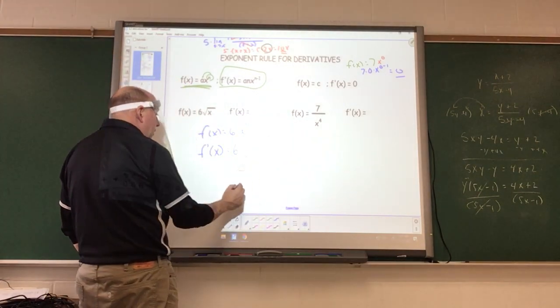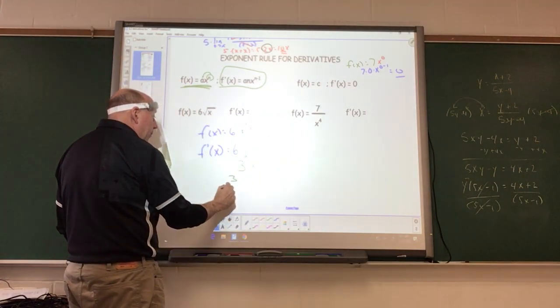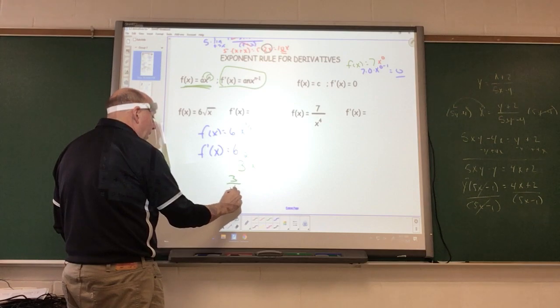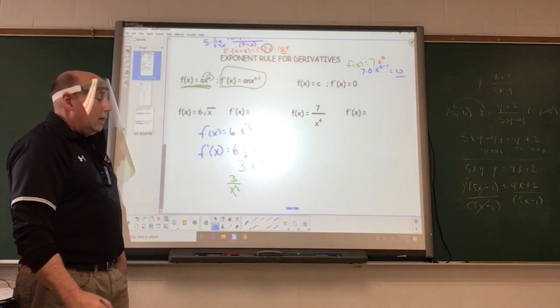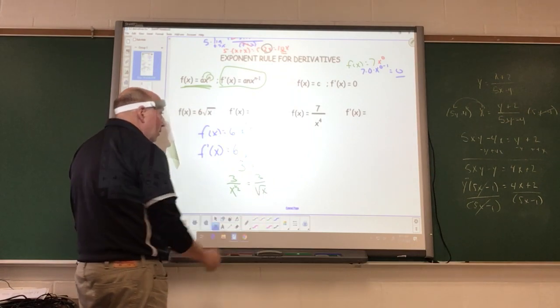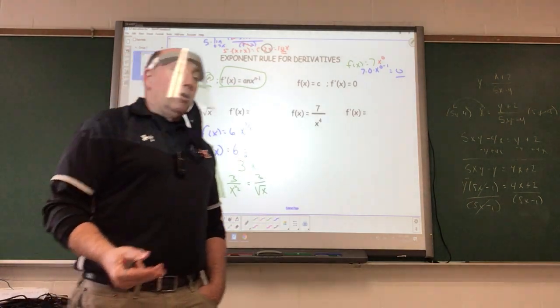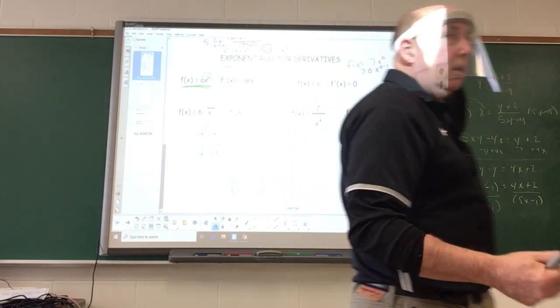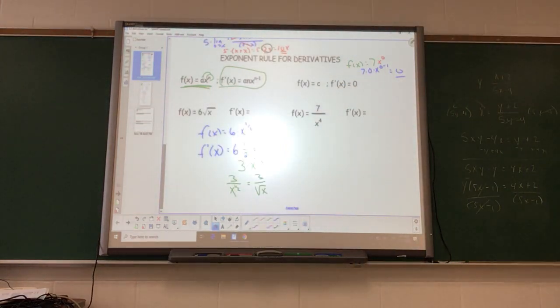So this tells us this is going to drop us down to the bottom, so we have 3x to the 1/2 power, but I need to put it back into a radical form, 3 over square root of x. Now what I will tell you though, you do not have to rationalize any denominators here, but you need to get it in a simplified radical form and no negative exponents.